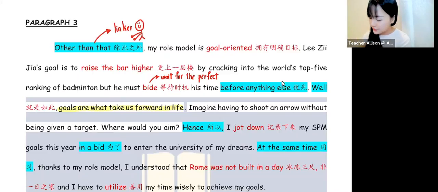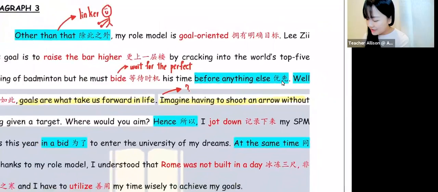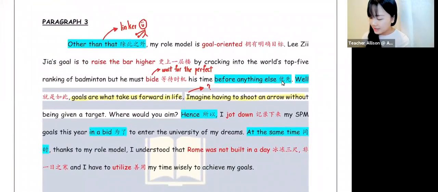And I give you a scenario. Imagine, everyone, if you have an arrow today and you don't know who to shoot it at. Should I shoot it at the animal? Should I shoot it at the target? Should I shoot it for fun? Imagine, guys, if you have no target, where should I shoot my arrow? Imagine having to shoot an arrow without being given a target. Where would you aim? We are basically using this as an elaboration to ask back the importance of being goal-oriented. Anyways, we are going to utilize it in our lives right now.